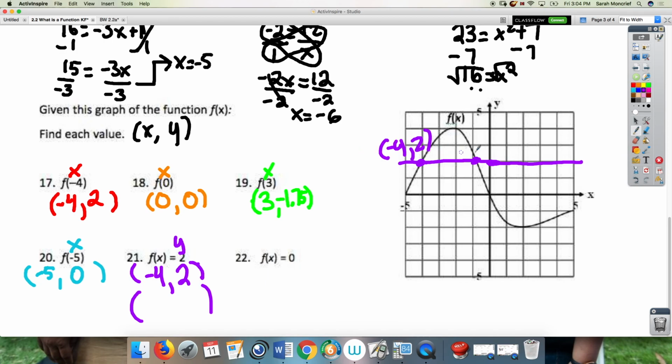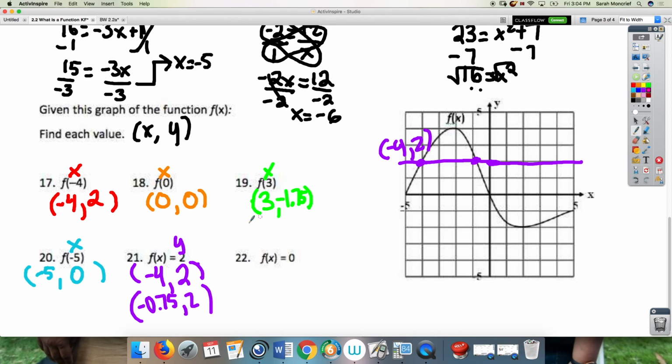What's the next one? This one kind of ran in between 0 and negative 1, so we're just going to say it's negative 0.75, comma 2.